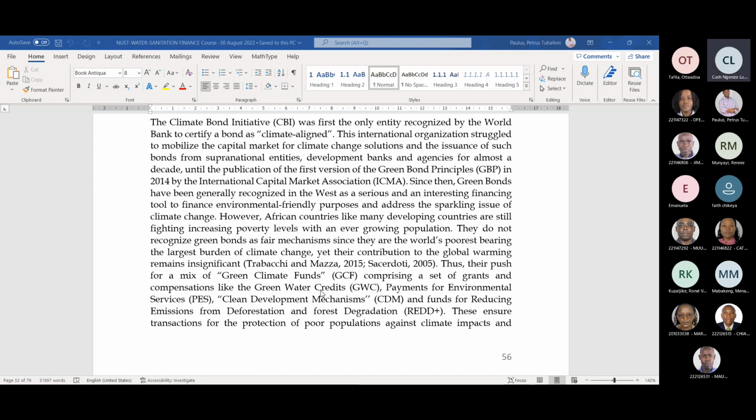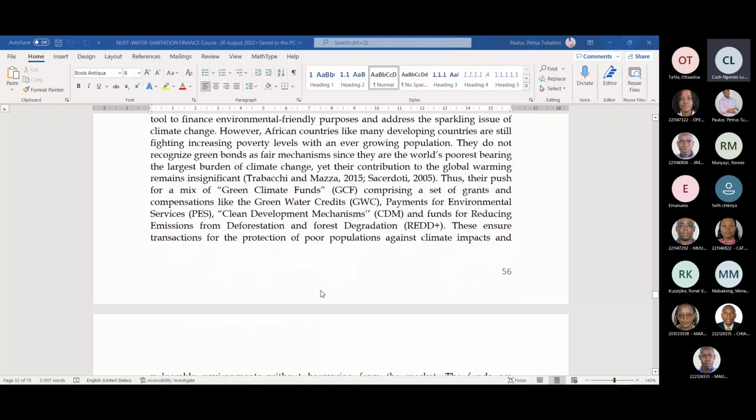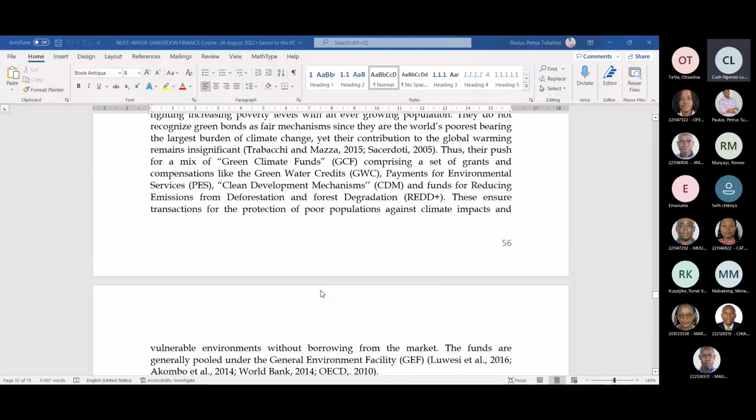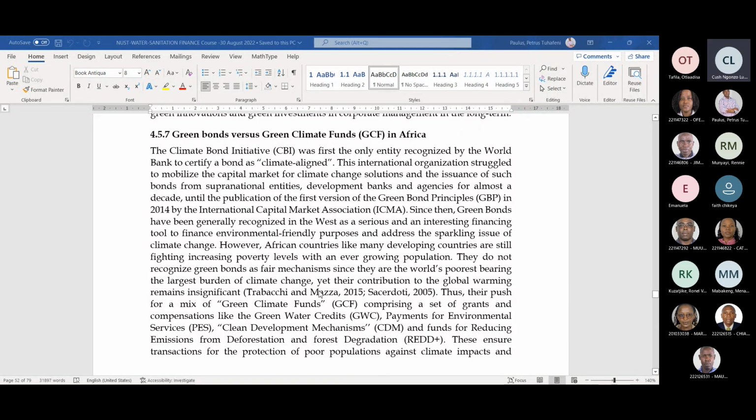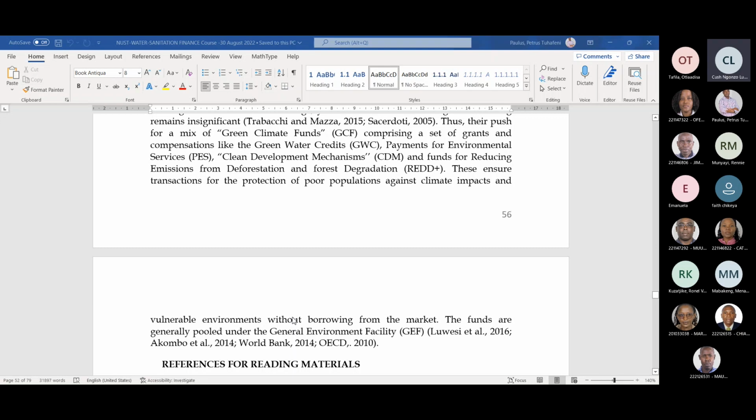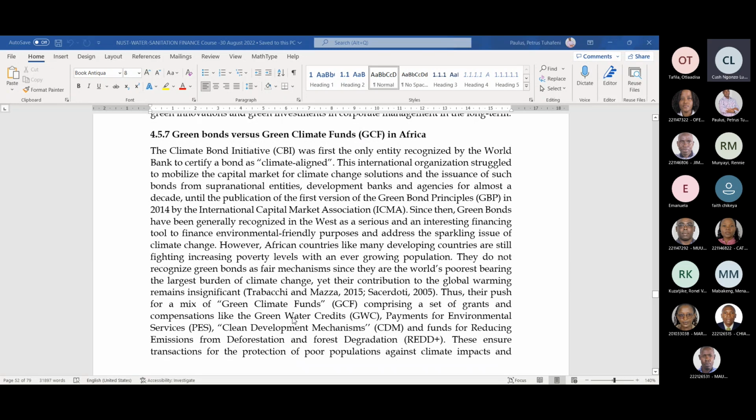However, African countries, like many developing countries, are still fighting increasing poverty levels with an ever-growing population. They do not recognize green bonds as a fair mechanism, since they are the world's poorest, bearing the largest burden of climate change. Yet, their contribution to global warming remains insignificant. So we can see that for Africans, it is not fair, because they are not the ones behind the climate change issue. These are industrial countries. But they are asking them to borrow money to fix climate risks, which is not fair.